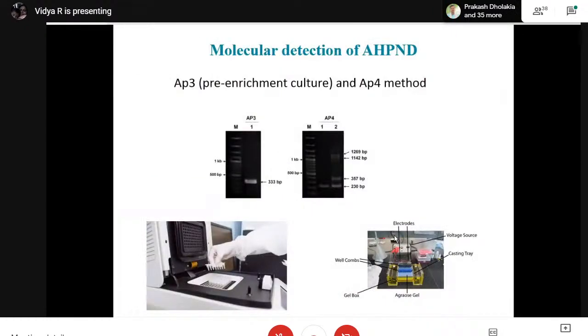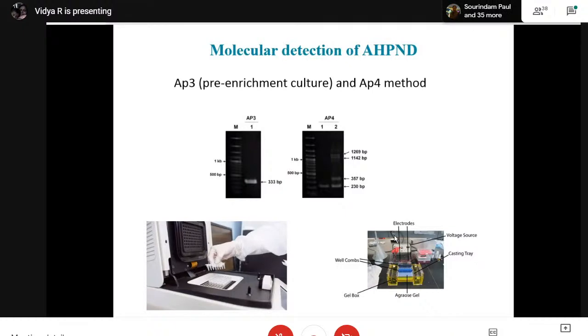The other one is molecular detection for AHPND. Here there are 2 methods we are using recently, the AP3 and AP4 methods. Now AP4 has more advantages. There is no need of a pre-culture. For the AP3 method, we need a pre-enrichment of the hepatopancreas where this bacteria is present.